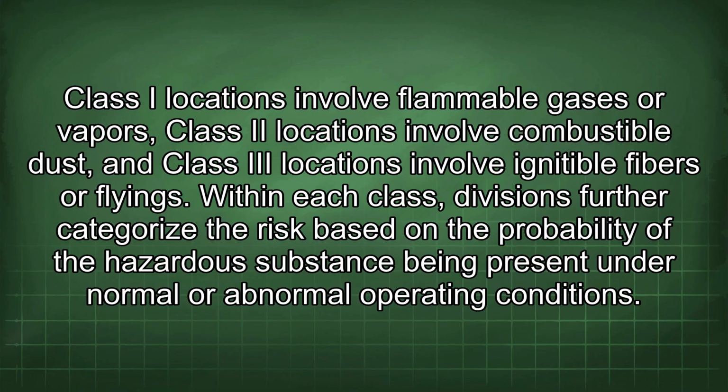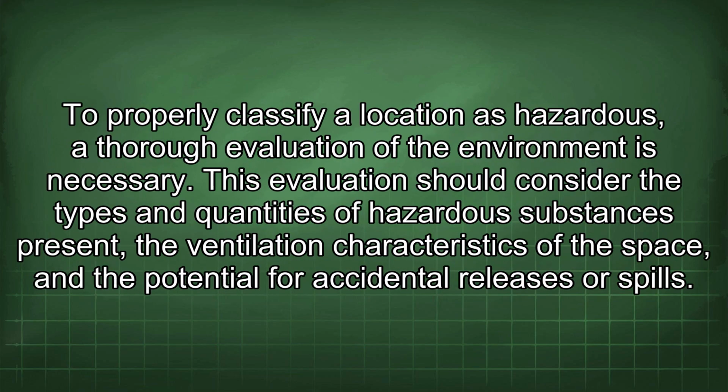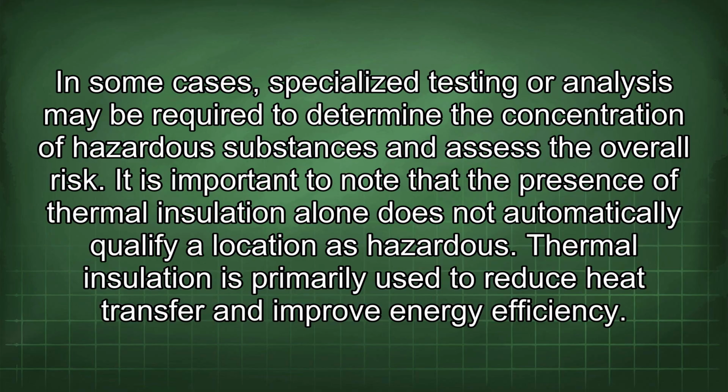Within each class, divisions further categorize the risk based on the probability of the hazardous substance being present under normal or abnormal operating conditions. To properly classify a location as hazardous, a thorough evaluation of the environment is necessary. This evaluation should consider the types and quantities of hazardous substances present, the ventilation characteristics of the space, and the potential for accidental releases or spills. In some cases, specialized testing or analysis may be required to determine the concentration of hazardous substances and assess the overall risk.